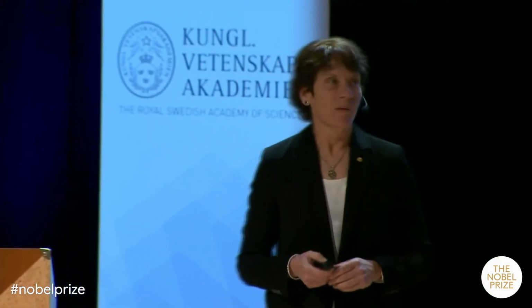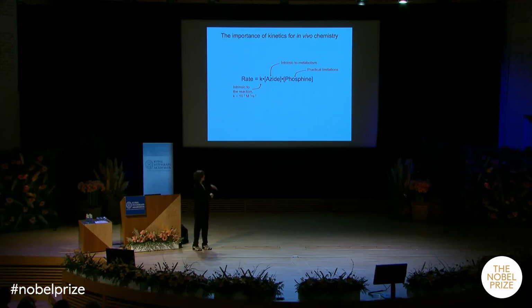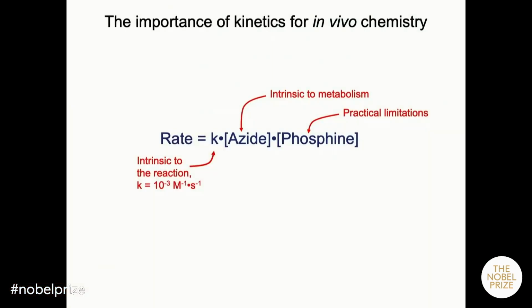But we knew that there was more work we had to do in reaction development. And the reason was that the Staudinger ligation, for all of its amazing qualities, was a rather slow reaction at biological temperatures. It's a bimolecular reaction, which means that it follows bimolecular reaction kinetics. And so hopefully the students in the audience will recognize that for such a reaction, the rate is equal to an intrinsic rate constant times the concentration of the two reactive partners.